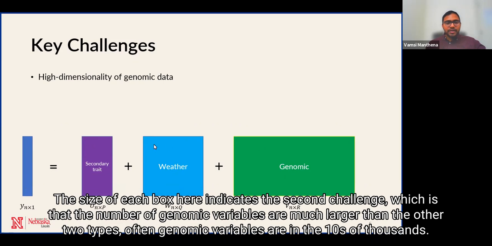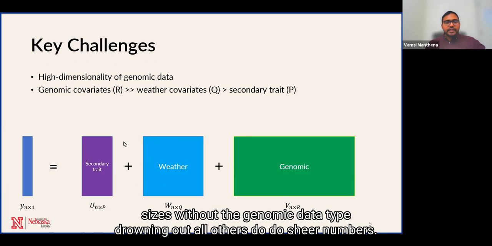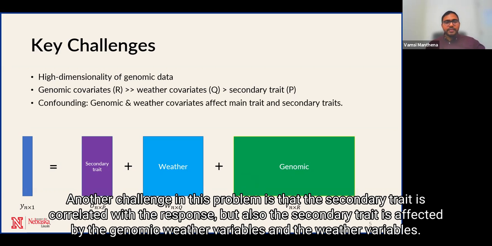The size of each box here indicates the second challenge, which is that the number of genomic variables is much larger than the other two types. Often genomic variables are in the tens of thousands. On the other hand, weather variables are a few hundred at maximum, and the secondary traits are just in the tens or 20s. So the question then is, how do we build models that are able to access the information present in the three data types of such differing sizes without the genomic data type drowning out all others due to sheer numbers?